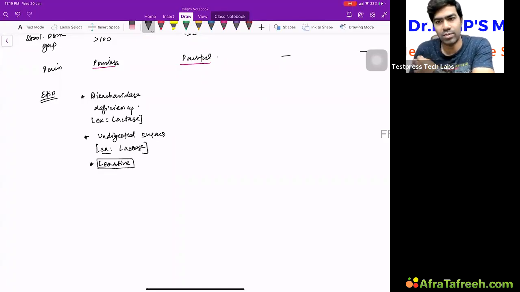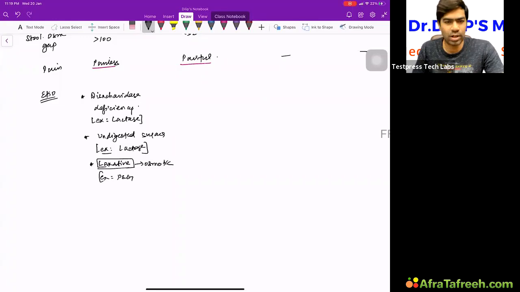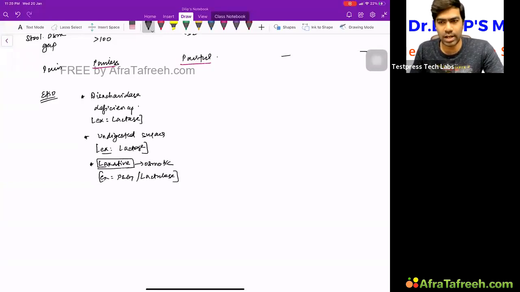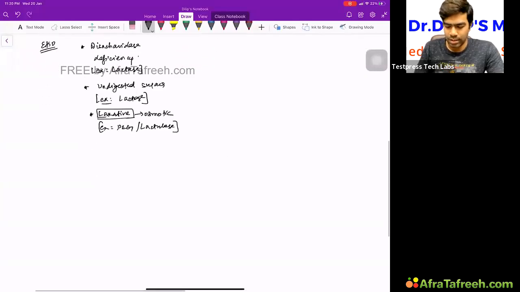There are two types of laxatives: osmotic laxatives and stimulant laxatives. If you take osmotic laxatives, you will get osmotic diarrhea. That's a no-brainer. For example, if you take PEG, polyethylene glycol, or lactulose, or too much of magnesium-containing antacids like Gelusil, you might end up with an osmotic diarrhea. The common examples of osmotic laxatives are PEG and lactulose, very commonly used in clinical practice.